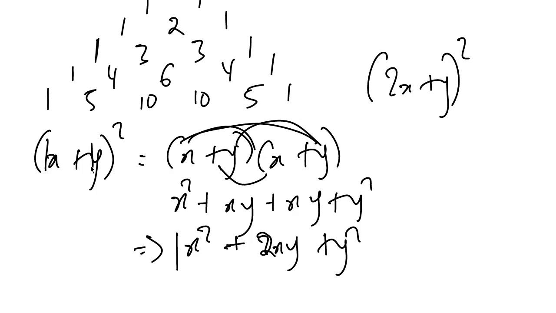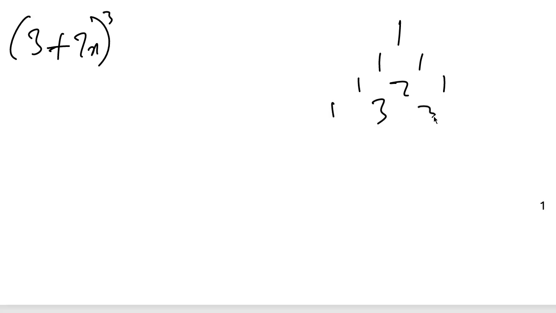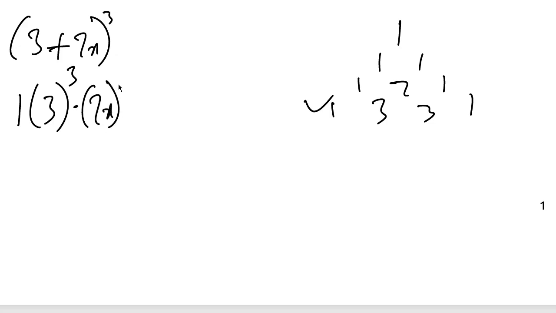So how does this help us get the values? Let's say you are asked in the CBT exam to write out the expansion of the terms of (3 + 2x)^3. According to Pascal's rule, you have 1 1, 1 2 1, 1 3 3 1, at this level. So what you are going to do here is you're going to have 1 into 3 to the power 3, and then times (2x) to the power 0.